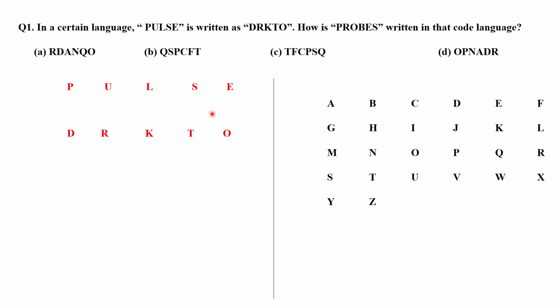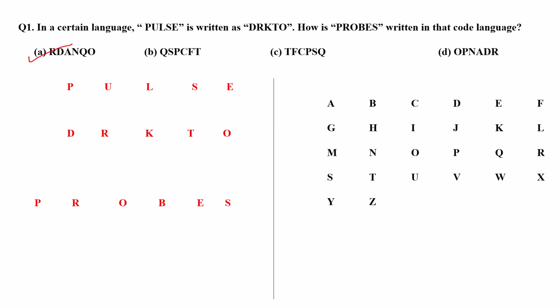So the coding is like: one step before you have to write, but it is in the reverse order. You have to start from the backward direction, isn't it? For E first it is written, then for S, then for L, then for U, and then for P. So same way we have to follow for PROBES also. So first we have to write for S. Before S what comes? R. And if you see in the options, only the first option has R. So from here directly you can say A is the correct option.